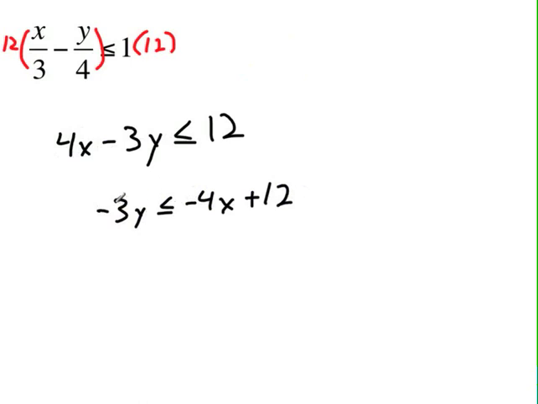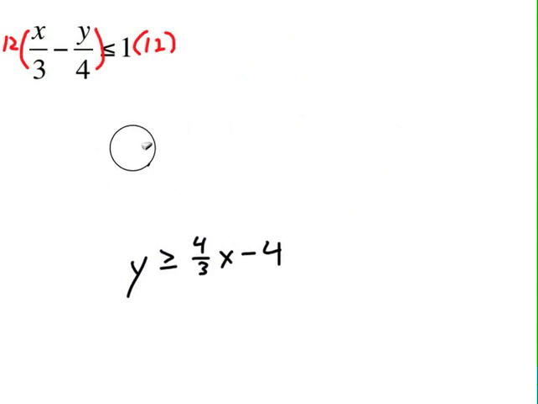Now I'm going to divide by negative 3. Now notice that I divided by negative 3, so I need to flip my sign. So this gives me 4/3 x minus, because 12 divided by negative 3 is going to be negative 4. So, knowing this information, I can now graph my inequality.